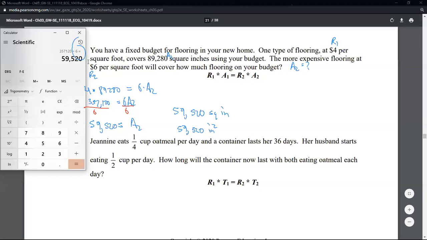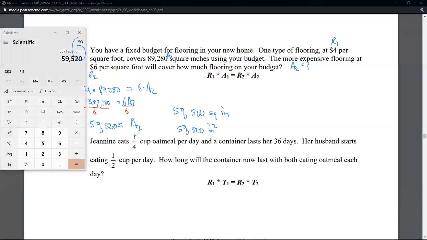And they ask, how long will the container now last? So here is where people make their mistakes. They go, all right, this 1/4 cup per day is the first rate, so that's our R1. I'm going to convert it to a decimal just to make things easier: 0.25 cups per day. The husband eats 1/2 cup per day, so that's another rate. That's R2 equals 0.5, question mark. And I'm going to say that no, that's wrong. That's wrong, and I'm going to show you why it's wrong.